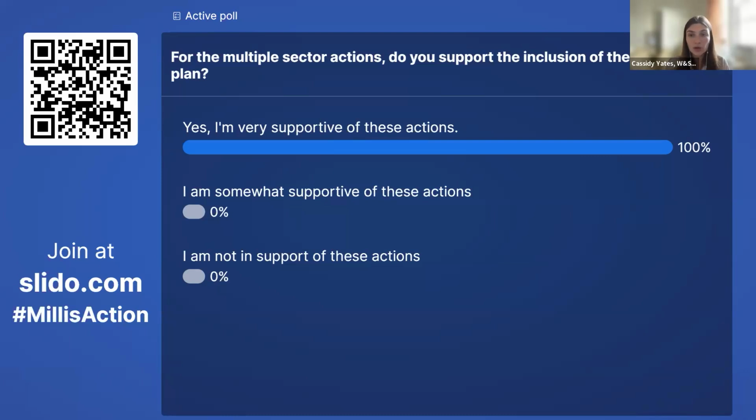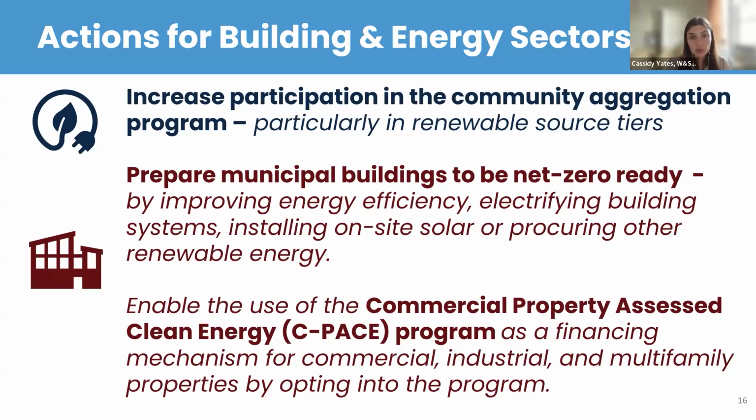Great. So with that, we'll move on to the next actions, which are for the building and energy sectors. Included here, we have increasing participation in the community aggregation program, particularly in the tiers that are available, which have higher renewable energy content. We also have another action here to prepare municipal buildings to be net zero ready by improving energy efficiency, electrifying building systems, and installing on-site solar or procuring other renewable energy.